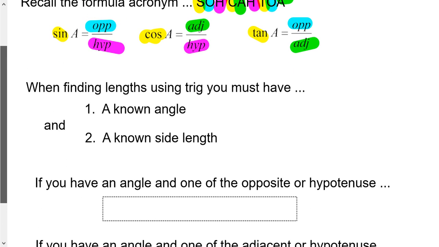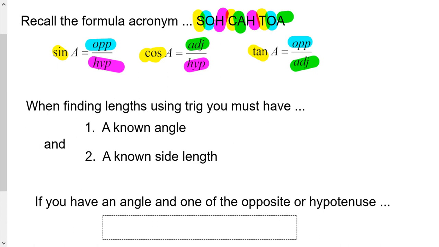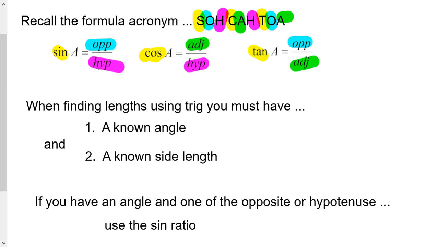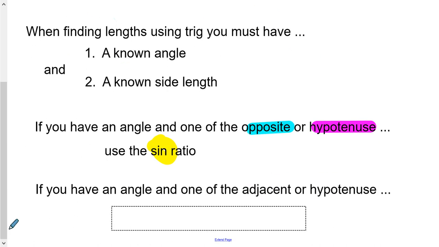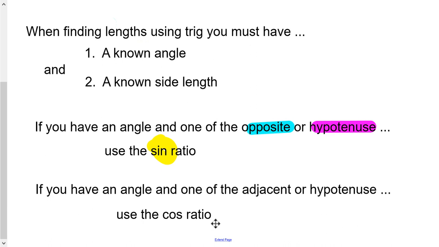So if we have an angle and one of the opposite or hypotenuse, we want to use sine, because those are the two lengths that sine relates. If I have the adjacent or the hypotenuse, and I'm trying to find one or the other, then I'm going to use the cosine ratio. Same as before, it's super important that we always label our sides based off of a reference angle, so we know what formula we're using and why.